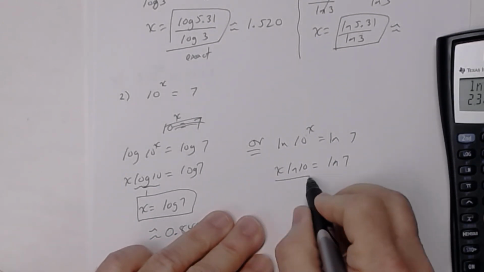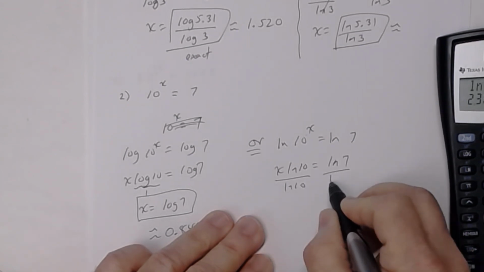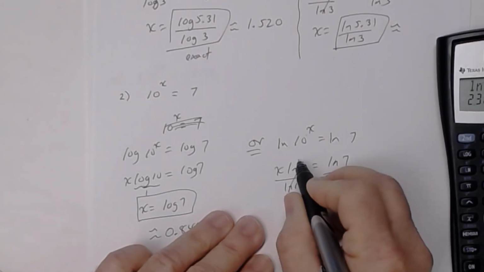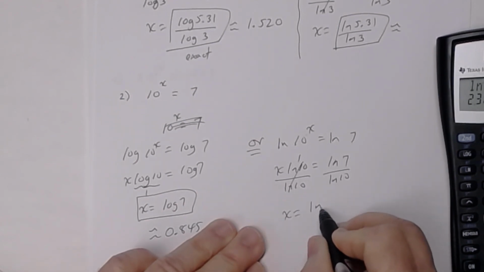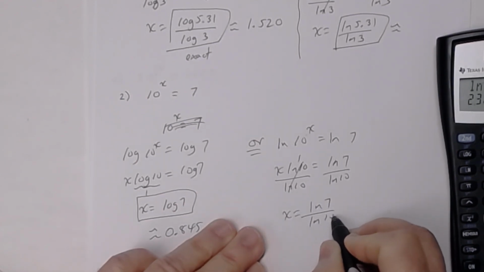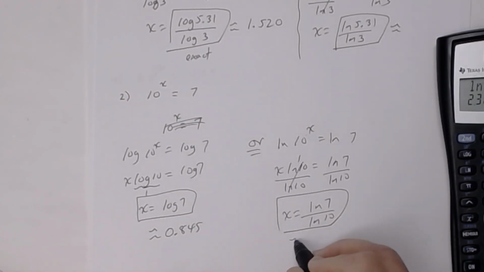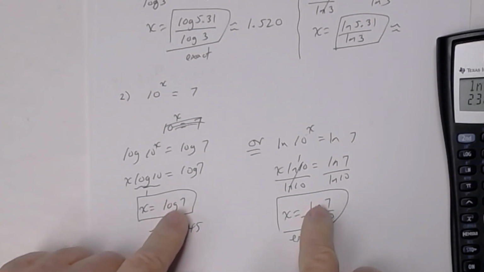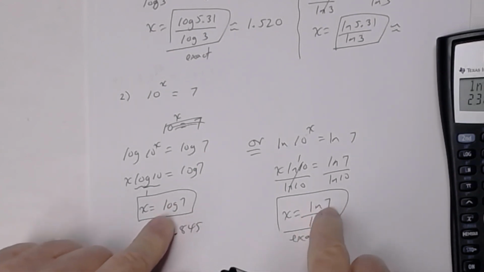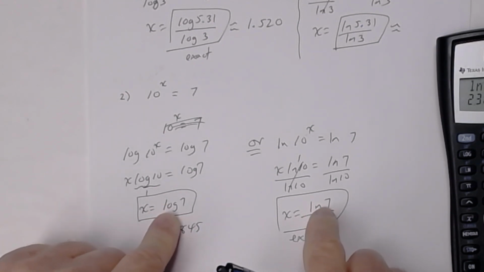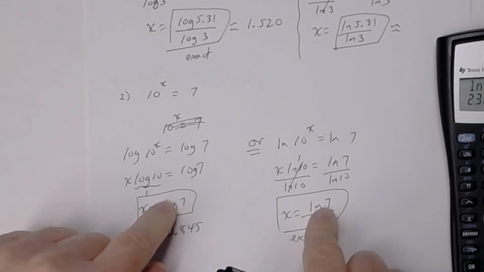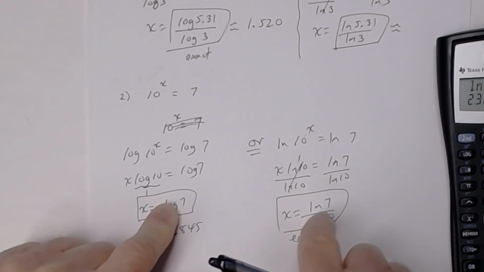All right, so then to get x by itself, we're going to divide both sides by the natural log of 10, just like this. And so the natural log of 10 divided by the natural log of 10 is 1. x times 1 is x. So you get x equals the natural log of 7 divided by the natural log of 10. There's your exact answer. They look different, but they're equivalent, and they look different only because this has base 10. Here you use base e, but they're equivalent.